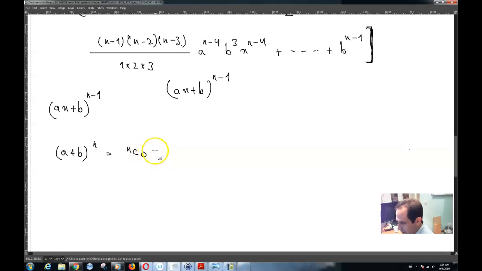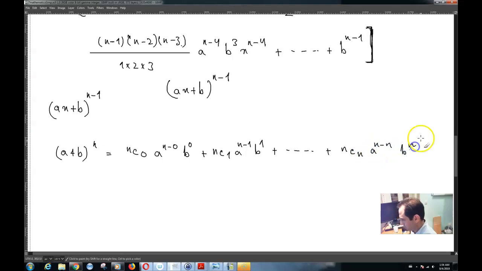n combination 0, a raised to the power n minus 0, b raised to the power 0, plus n combination 1, a raised to the power n minus 1, b raised to the power 1, all the way up to n combination n, a raised to the power n minus n, b raised to the power n. That is the binomial theorem.